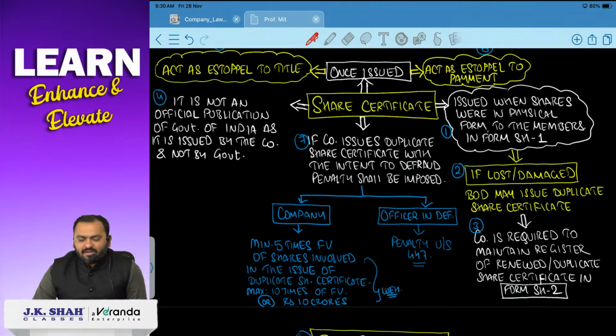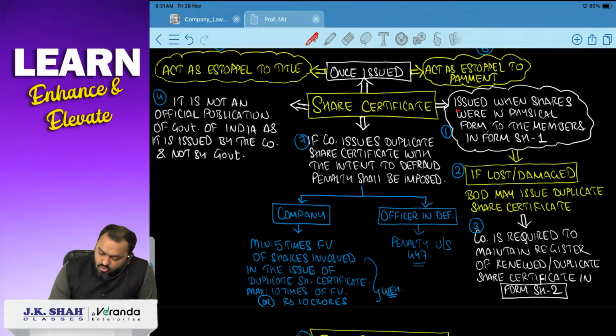Okay, next topic is share certificate. What is share certificate? See, very simple. Share certificate is issued when the shares are in physical form. In today's time, do you get share certificate? No, now it is in demat form. So today you just get statement of your transactions. Correct? So share certificates are issued when the shares are in physical form to the members of company. In which form? In form SH1.